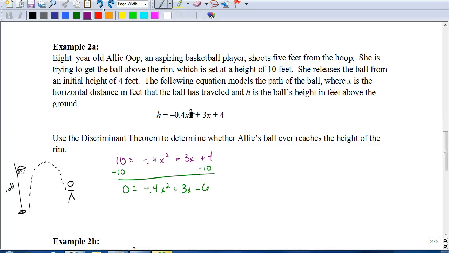So let's use our discriminant to see what the situation is here. It'd be b squared, so b in this case is 3, squared, minus 4 times a, in this case negative 0.4, times c, which is negative 6. When we simplify this, 3 squared minus 4 times negative 0.4 times negative 6, I'll just tell you, you get a final answer of negative 0.6. So meaning that there's no real solutions, so it doesn't touch the rim.